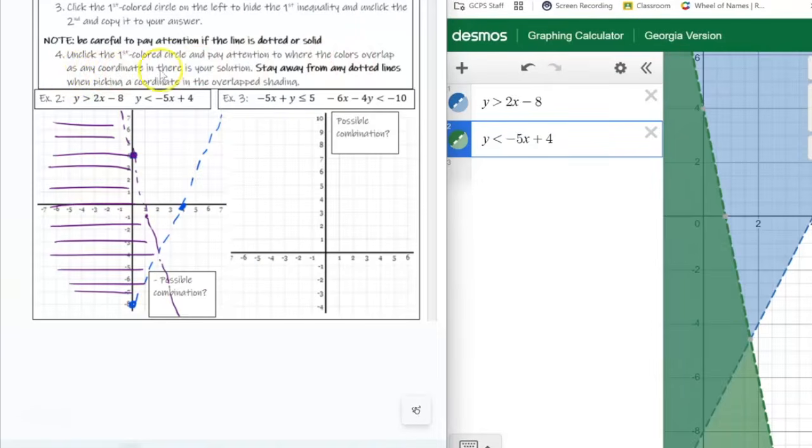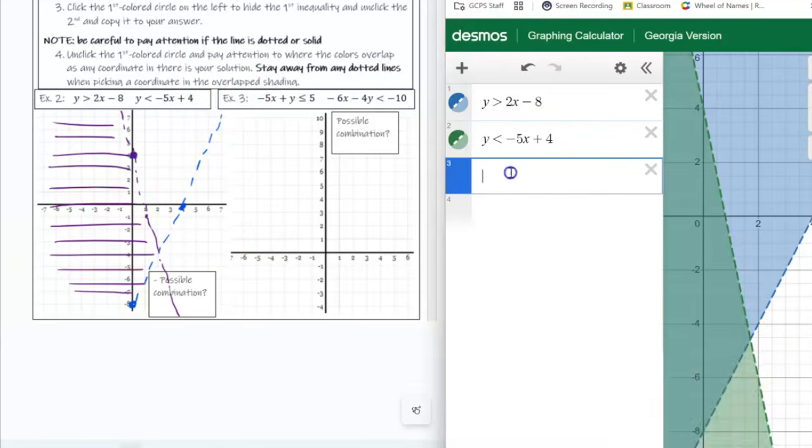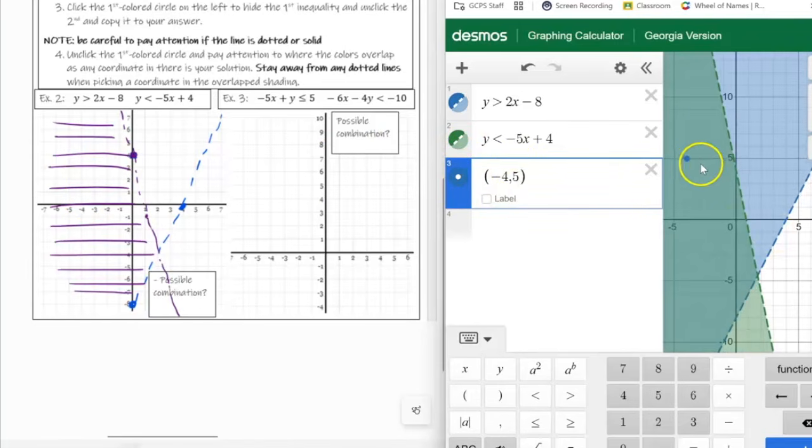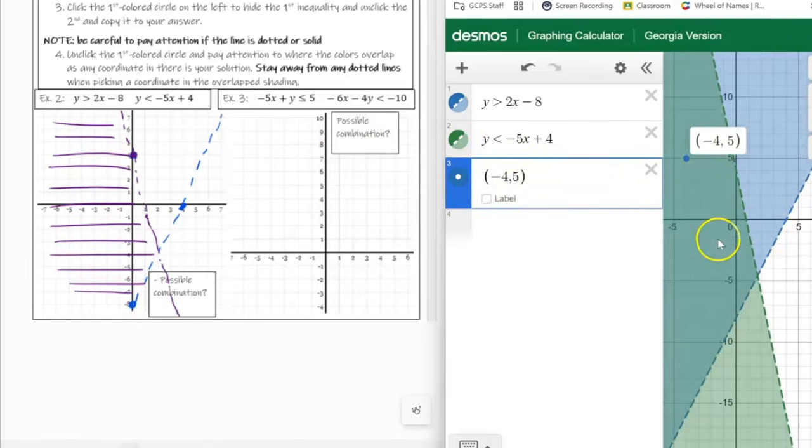So write any coordinate as your solution. Stay away from any dotted lines when picking a coordinate in the overlapped shading. Okay, so this is all my solutions, and I'm going to stay away from this dotted line. So whatever solution that I'm going to pick, I'm going to put it in Desmos to ensure that it is indeed a solution, but anything inside there is fine. So I'm going to pick like -4, 5, for example. So -4, 5. It's going to have a dot that's blue. I'm going to zoom out so I can see it. There is my blue dot, and it is in my overlap.